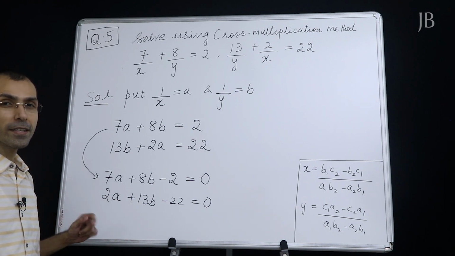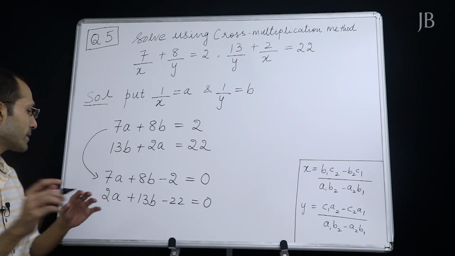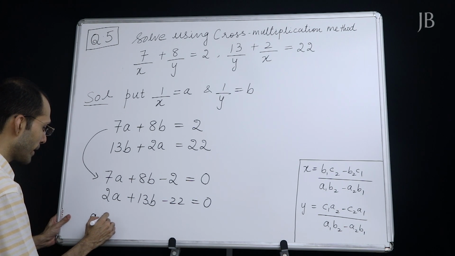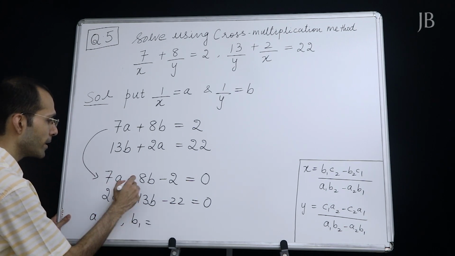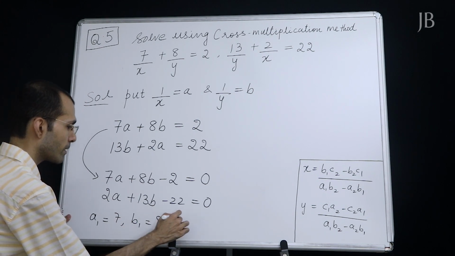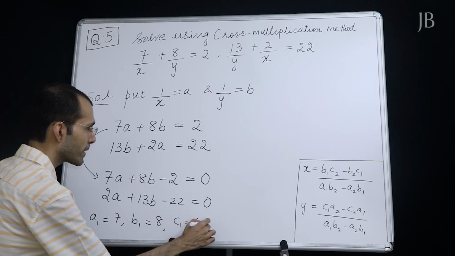What we need to do, we need to recognize A1, B1, C1. So what will be A1? 7. B1 will be positive 8. C1 will be minus 2.